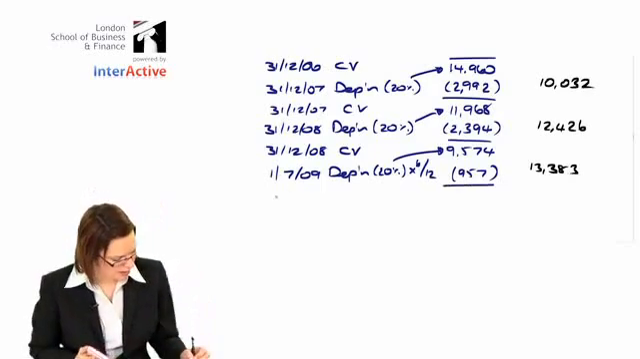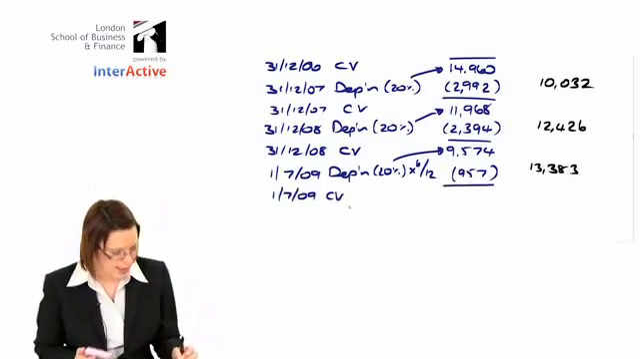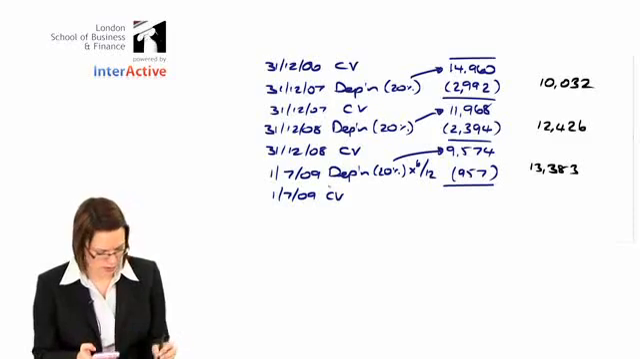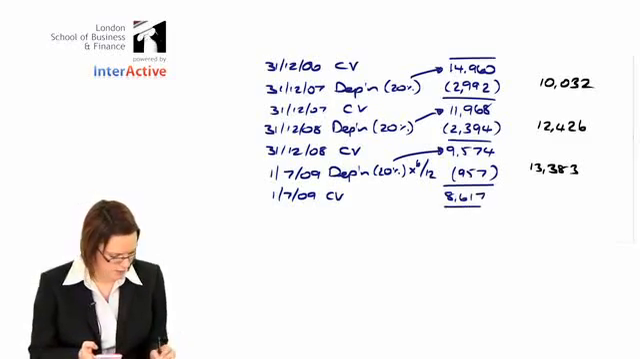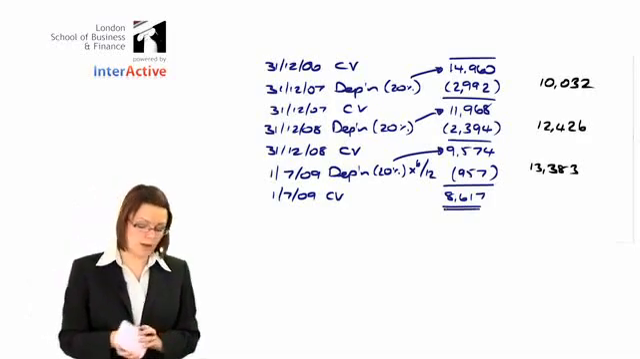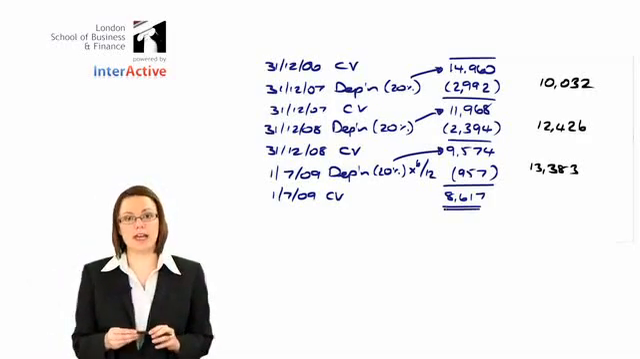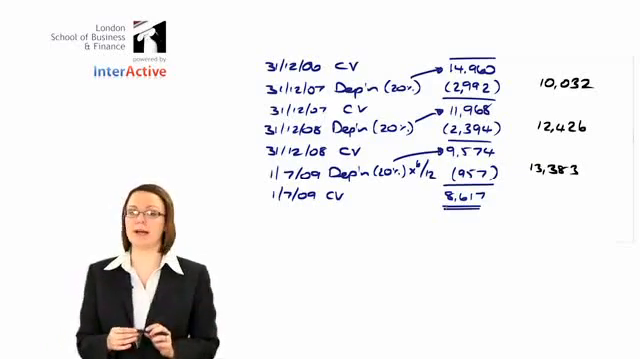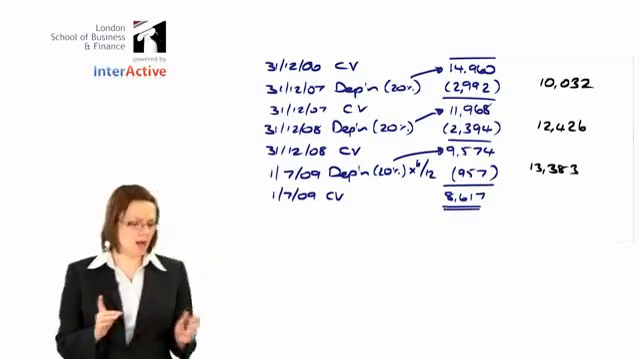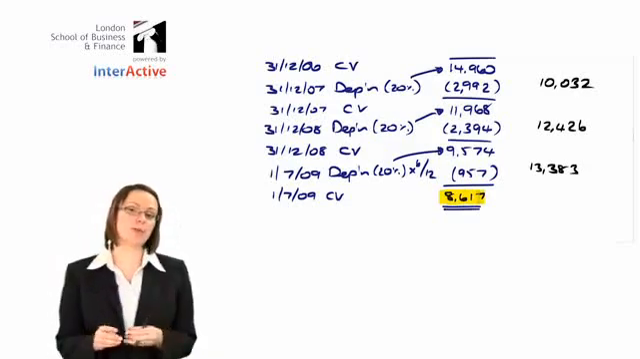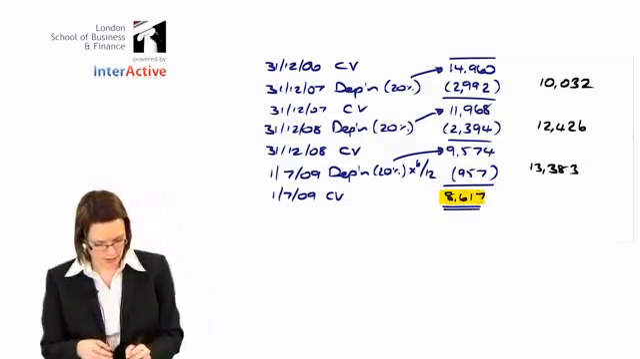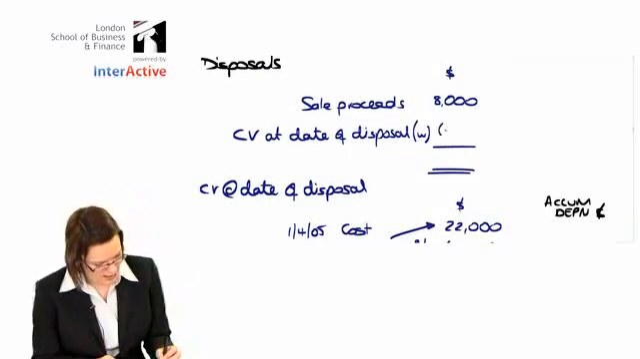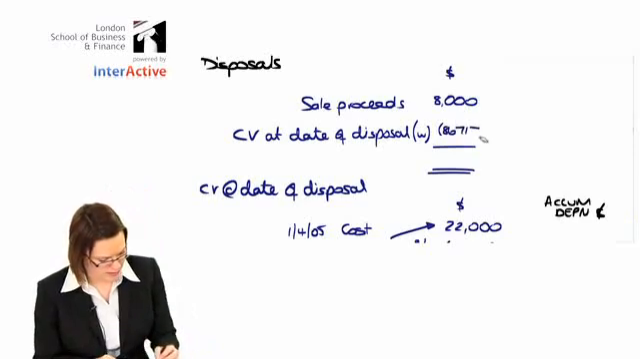So, carrying value then on the 1st of July 2009, the date of disposal, 9,574 minus 957 will give us 8,617, and there we are. So we've calculated the carrying value then at the date of disposal, and really practicing our technique of calculating reducing balance depreciation. Now what we can do is use this 8,617 in our profit or loss calculation. There we go. So, carrying value at the date of disposal, 8,617.